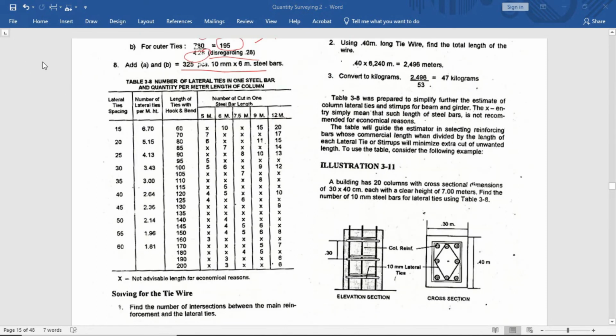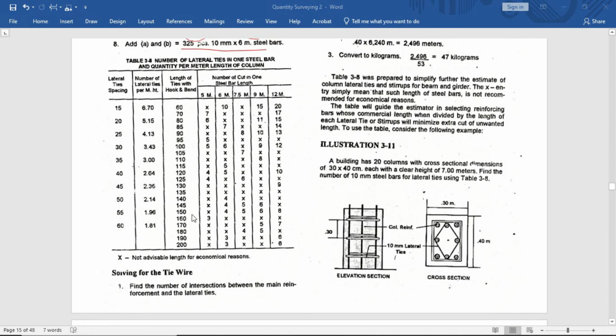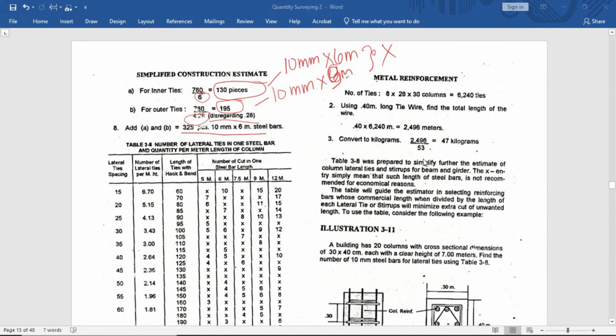So, proceed naman tayo sa tie wire. Tapos na tayo sa lateral ties, punta naman tayo sa tying wire natin. So, first is find the number of intersections. 8 pieces yung number of main bars times 26. 26 is the number of lateral ties. 30 is the number of columns.